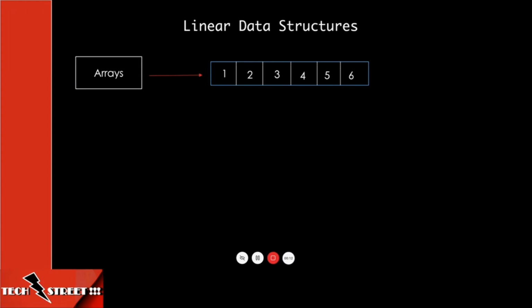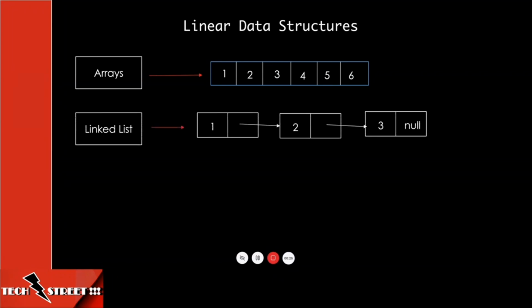The first one is arrays. An array is a collection of items stored at continuous memory locations. For example, here the list of numbers 1, 2, 3, 4, 5 is stored in memory in continuous locations. Next one is linked list. A series of connected nodes where each node contains data and a reference to the next node. Imagine a chain where each link is connected to the next.